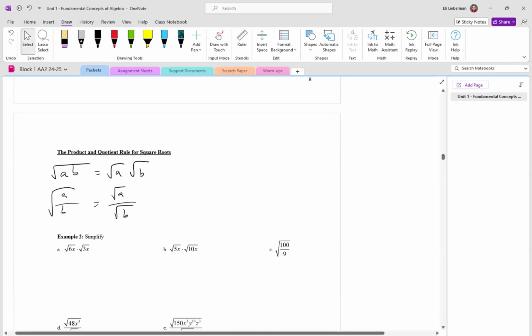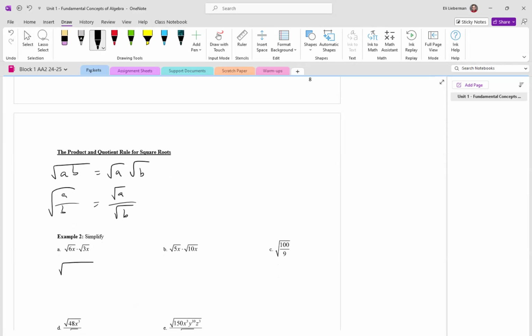So, A, square root of 6x times square root of 3x. I'm going to use the product property of radicals backwards. Make this square root of 18x squared. Would you please simplify that?